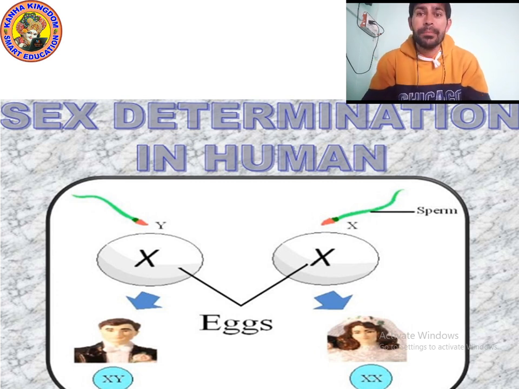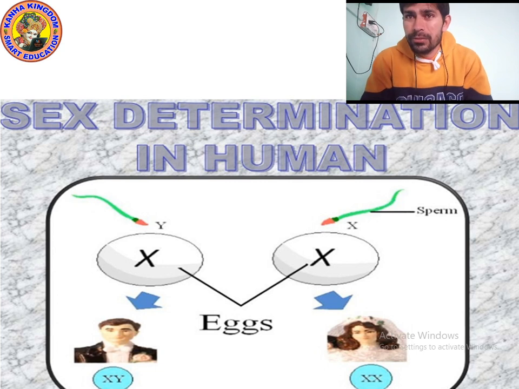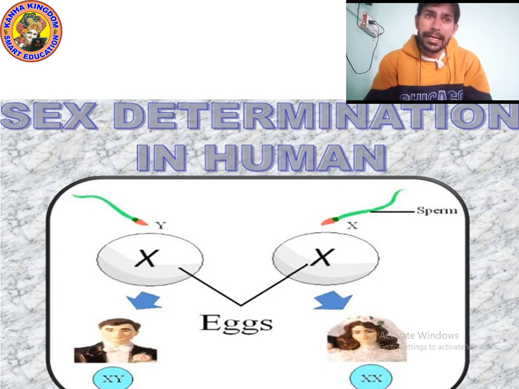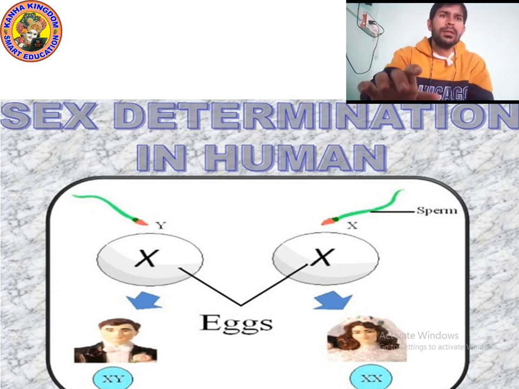Look in the picture: when the sperm containing an X chromosome fertilizes the egg, the zygote would have two X chromosomes, and that develops into a female child. So I can say that a female child has double X chromosomes and a male child has XY chromosomes.